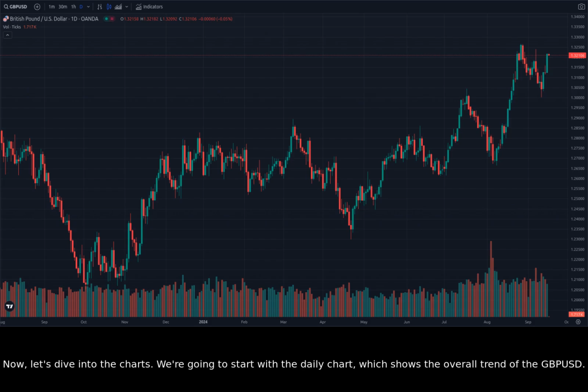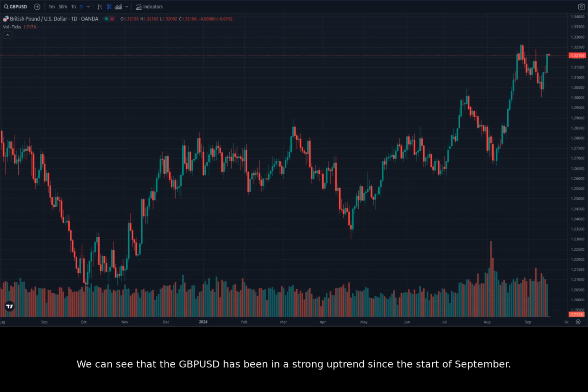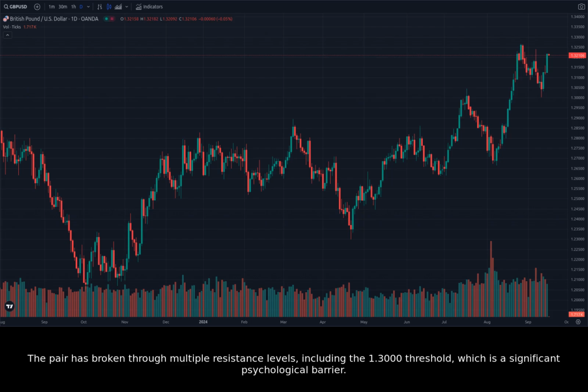We're going to start with the daily chart, which shows the overall trend of the GBPUSD. We can see that the GBPUSD has been in a strong uptrend since the start of September. The pair has broken through multiple resistance levels, including the 1.3000 threshold, which is a significant psychological barrier.